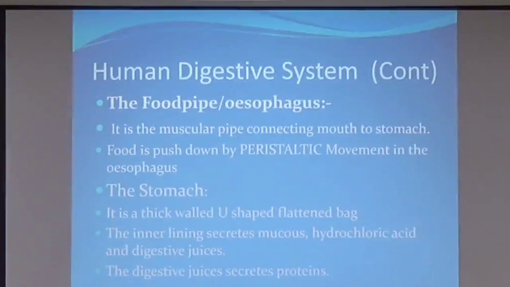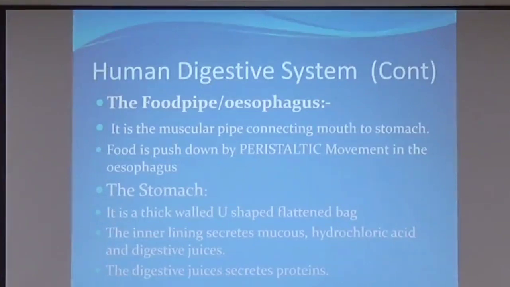It's a thick-walled, U-shaped, flattened bag. The inner lining of this secretes mucus, hydrochloric acid and digestive juices. And the digestive juices digest the proteins. They all are providing a medium for the easy digestion of the food.